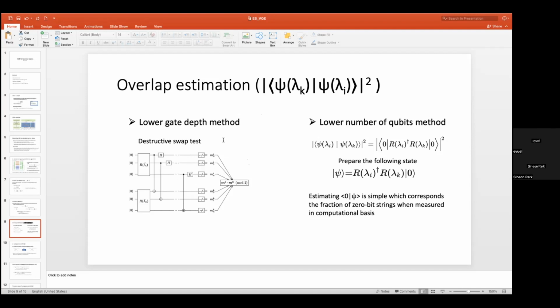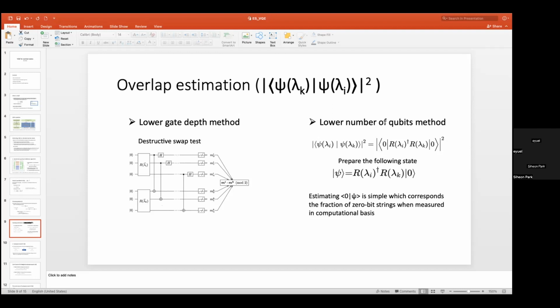To calculate the overlap, what they suggested in this paper is the destructive swap test. We can just apply CNOT from those two, like this. The upper one is the first state, and the lower is the second state. So we can use this destructive swap test to measure the state overlap.